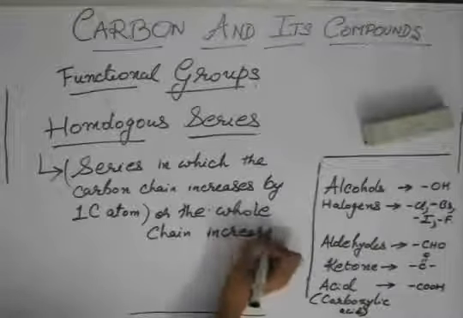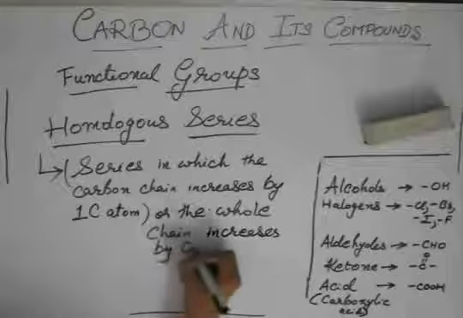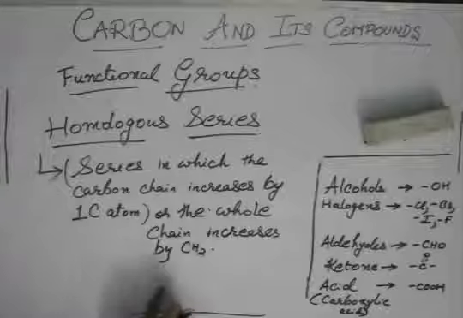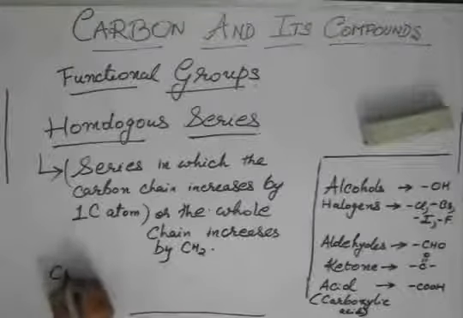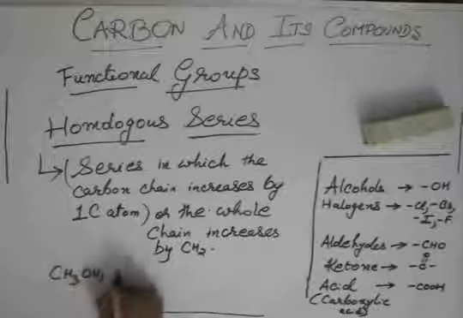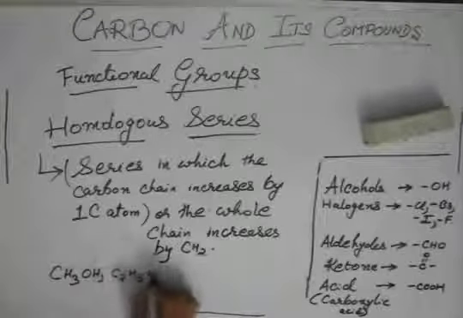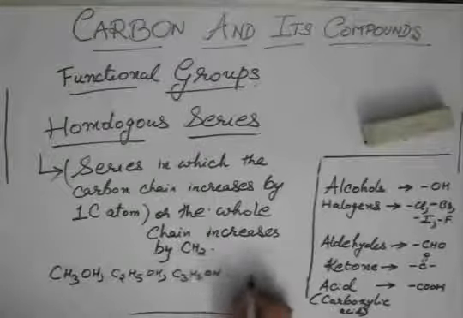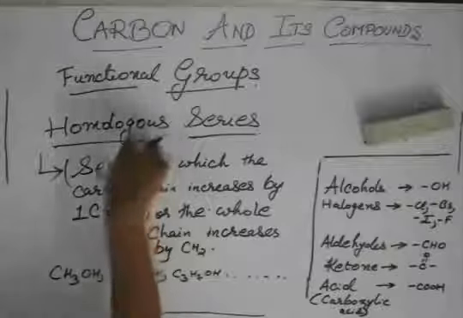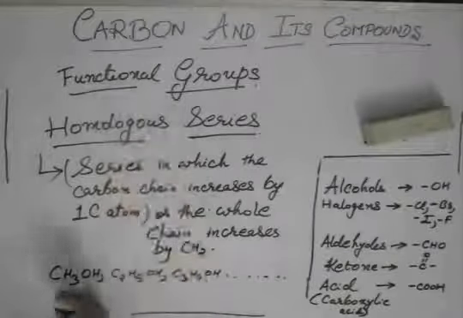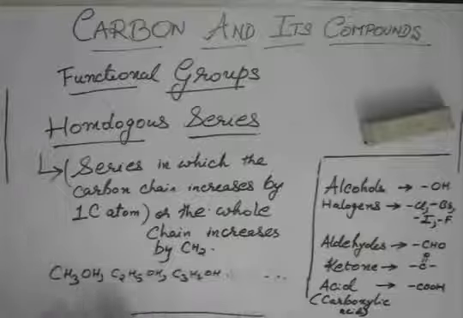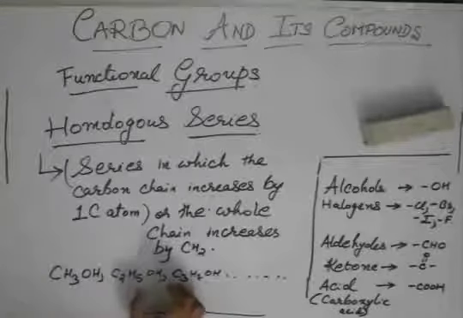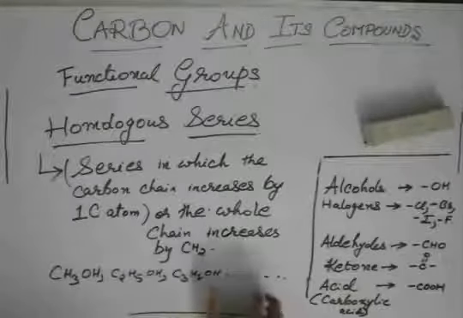increases by CH2, one carbon and two hydrogens. So CH3OH, C2H5OH, C3H7OH, and so on. This is a homologous series. And similarly, the aldehydes, ketones, acids, they all form homologous series when the compounds are increased by one carbon atom. The carbon chain is increased by one carbon atom.